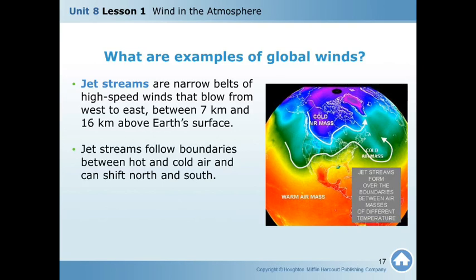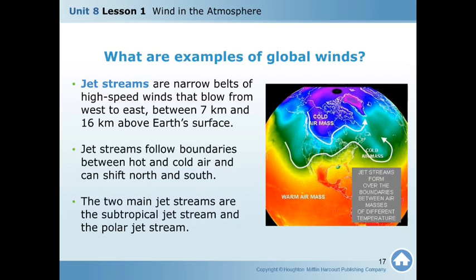And jet streams, just like many of the others, are based on temperature differences. We have two main jet streams. We have a polar jet stream. And can anyone guess where that is? Near the poles, yes. We also have a subtropical jet stream, and this one is closer to the equator. It's in the tropics.